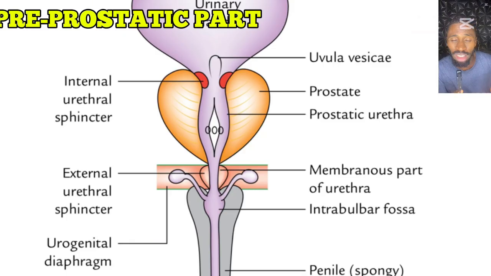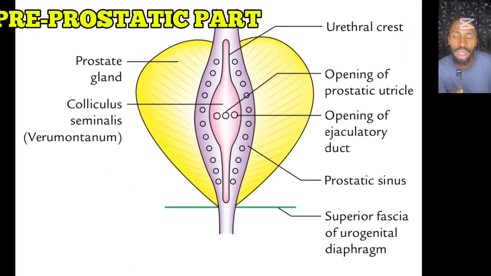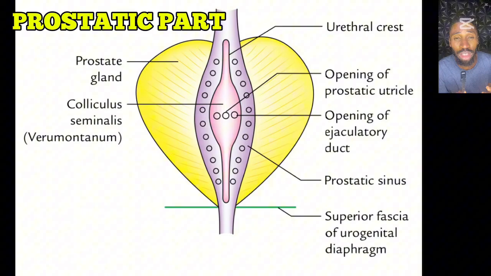We call it the pre-prostatic part because it is above the prostatic part, above the prostate gland. It's just close to the bladder. Don't forget, that's why they call it the pre-prostatic part. The prostatic part is about 2 to 3 centimeters long, and in this part it is covered by the prostate.